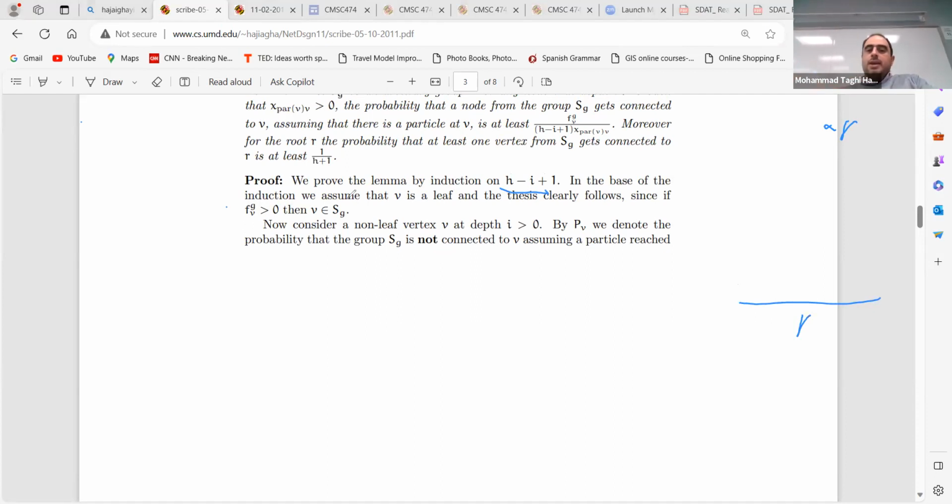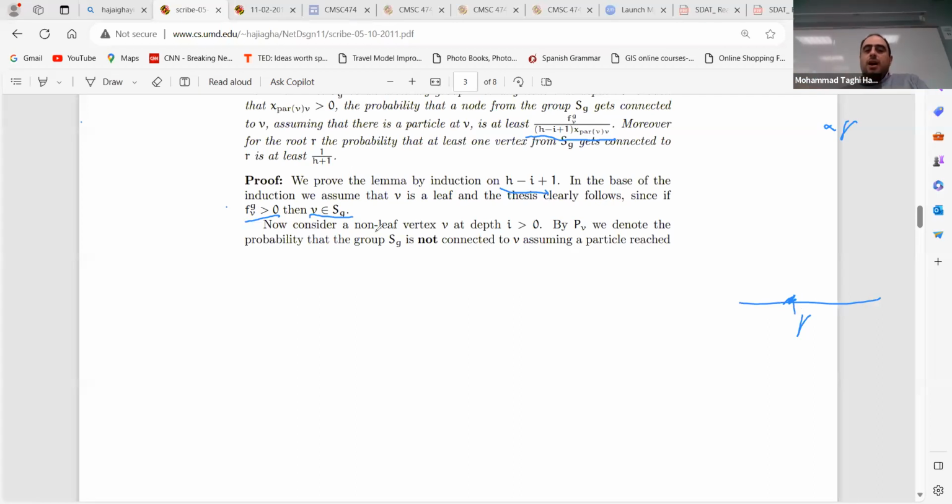So in the base case, consider V is the leaf here. If V is the leaf, then we said that we want to say the probability is at least this one. Good. If V is the leaf, then if G of V is greater than 0, I know that V should belong to a CGF. Correct? So if a particle is there, then of course that particle covers this one with probability 1. Because if G of V is greater than 0, of course 1 is greater than this, so I'm done. So here I'm proving for the leaf first.